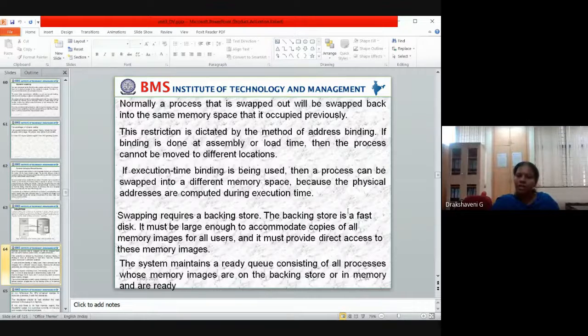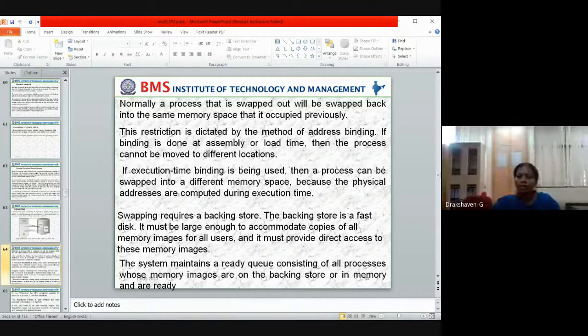Swapping requires a backing store. The backing store is a fast disk. It must be large enough to accommodate copies of all memory images for all users, and it must provide direct access to these memory images. So swapping means bringing the program from memory and giving it to the CPU. When the CPU asks for an input value from the keyboard, that program will be kept somewhere and another program will be executing. This is what is called swapping.